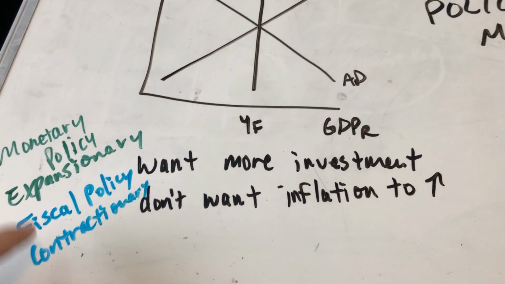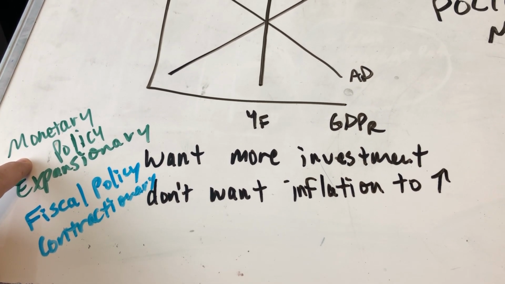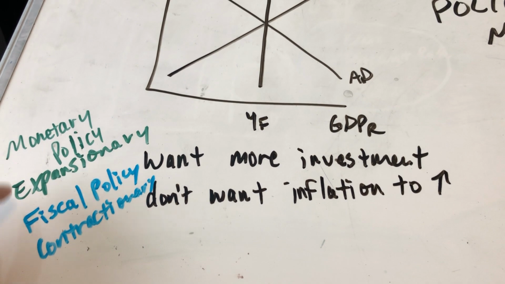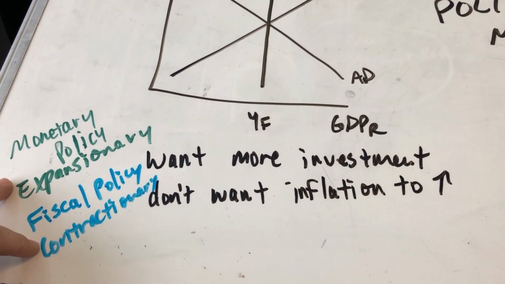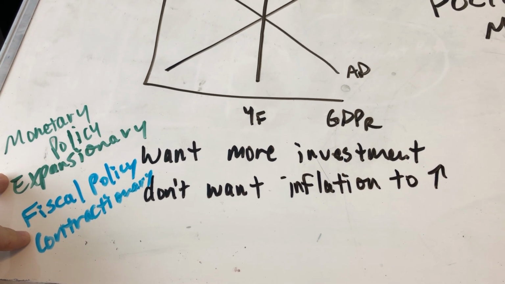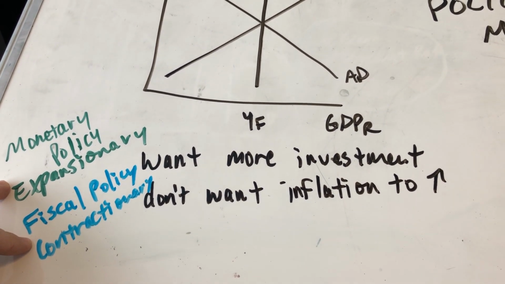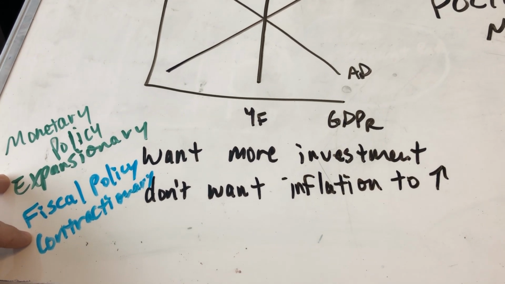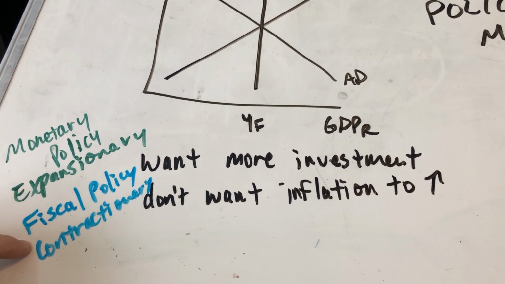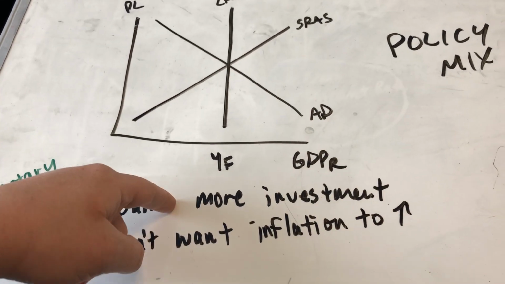And remember, it would be better to use expansionary policy on the monetary side rather than the fiscal side, because remember the negative aspects of crowding out with fiscal policy. If the government starts spending money, it can have a drastic impact. So we would use contractionary for fiscal policy and expansionary for monetary policy in this scenario.